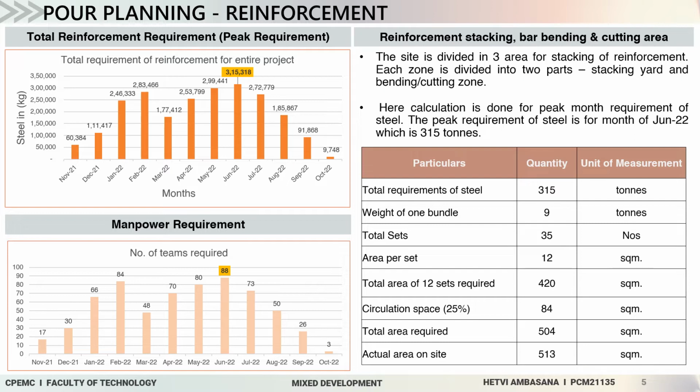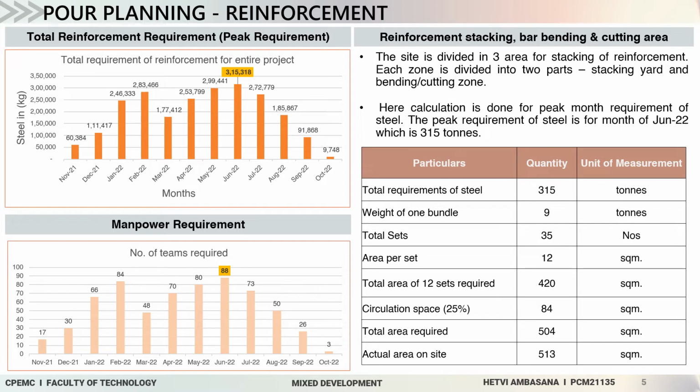Here I've calculated the total area required for the peak month, which is June 2022, where 315 tons of steel will be required. The weight of one bundle is 9 tons. Total 35 sets will be required. The area of each set is 12 square meter. Therefore, for 35 sets, 420 square meter of area will be required.